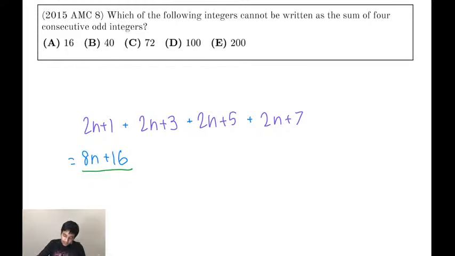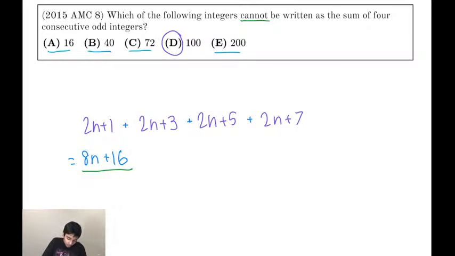So we want to find the number that cannot be written in this form. So we want to find the number that's not a multiple of 8. So clearly 16 is a multiple of 8, 40 is a multiple of 8, 72 is a multiple of 8, 200 is a multiple of 8, but 100 is not a multiple of 8. Okay, so if 100 is not a multiple of 8, then clearly it cannot be written in this form, so 100 must be the answer.